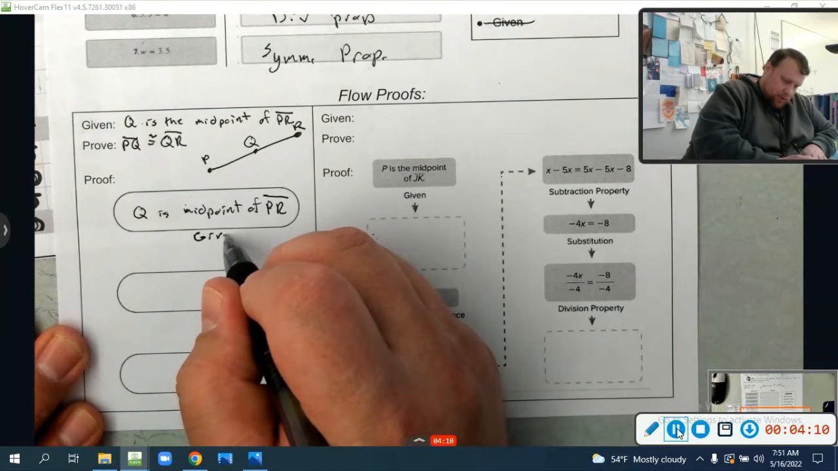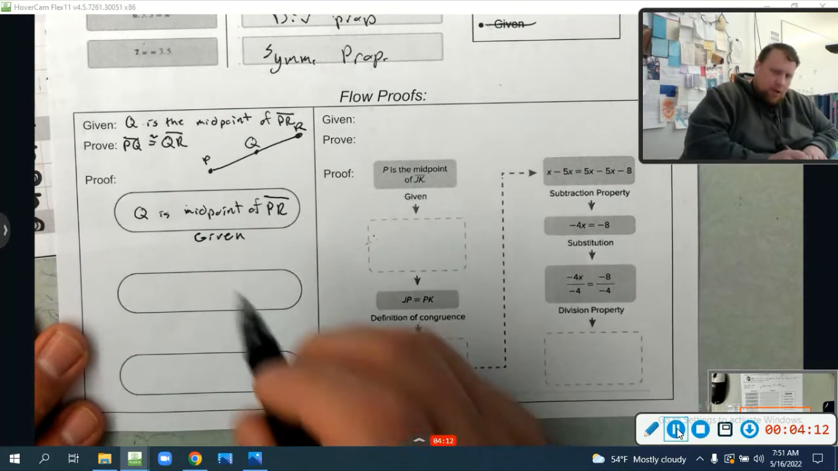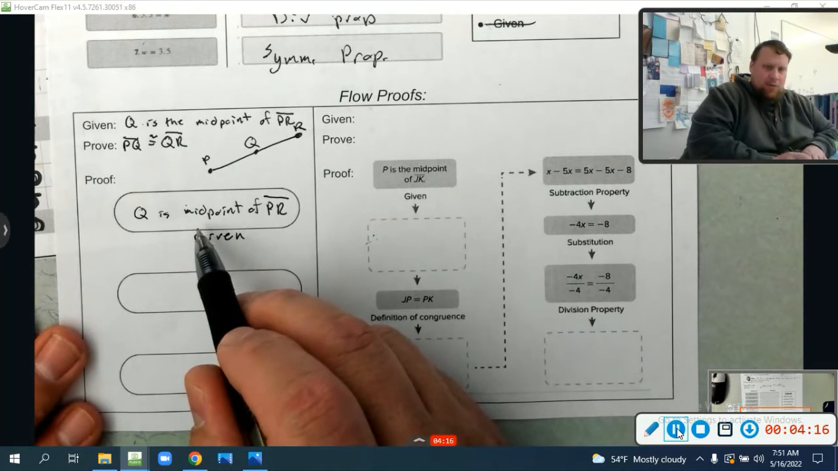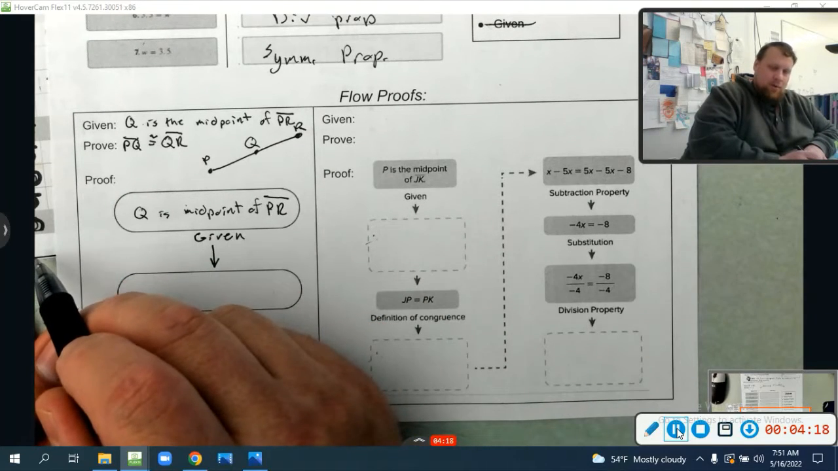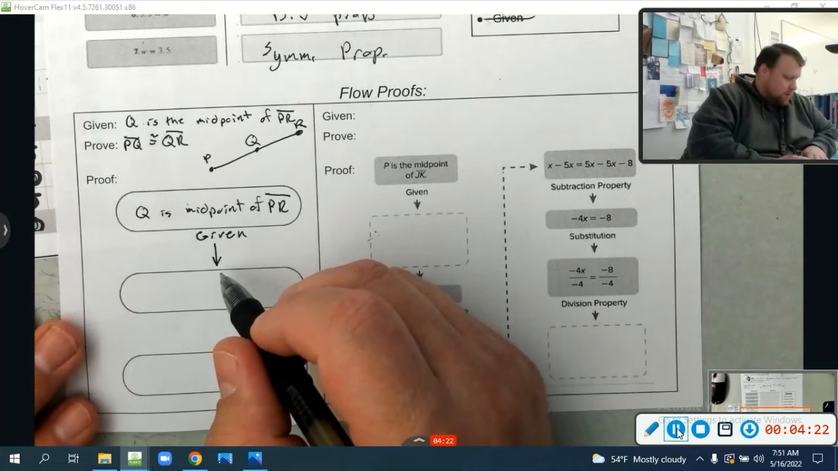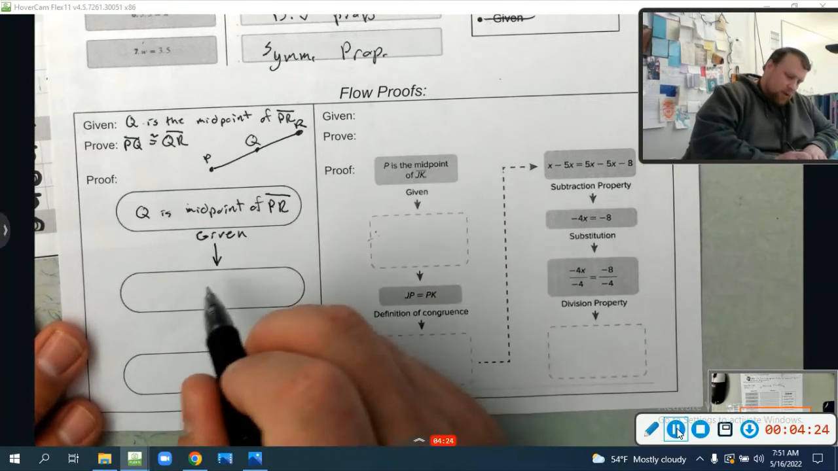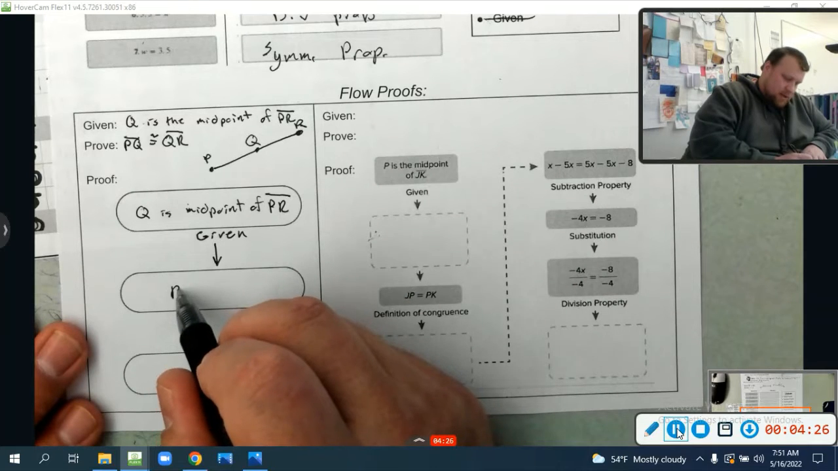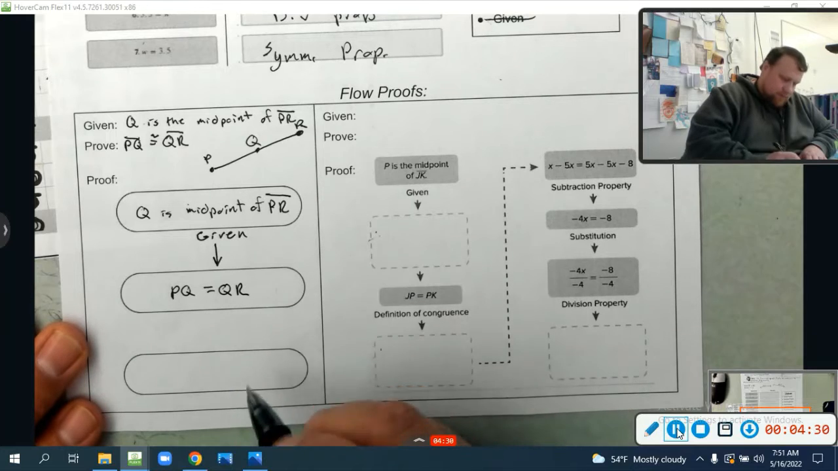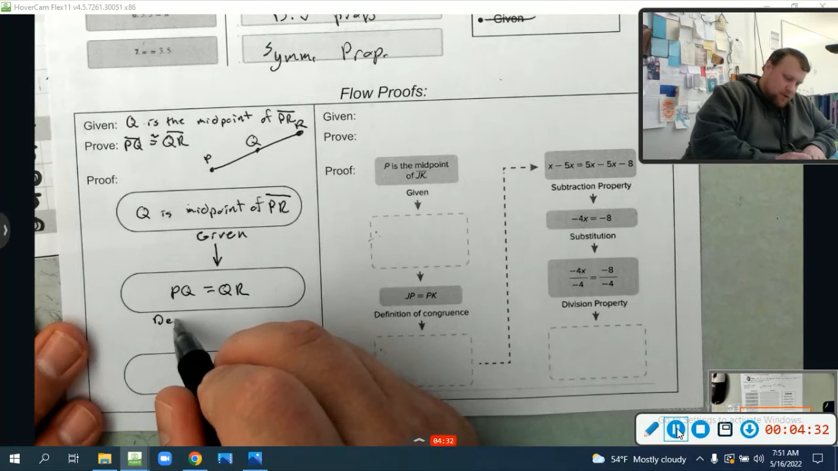And this is our given. You just write the reason right below it. And now I'm going to draw an arrow to where we go next. Sometimes a given has more than one implication, so I may draw an arrow somewhere else. But in this case, it's pretty straightforward. So what does that mean? Well, if it's the midpoint, that means that PQ equals QR. How do we know that? That's the definition of a midpoint.